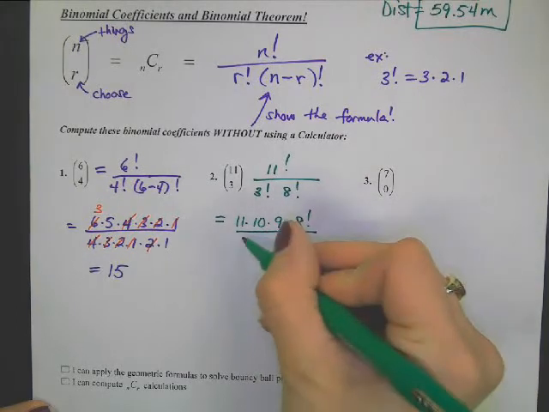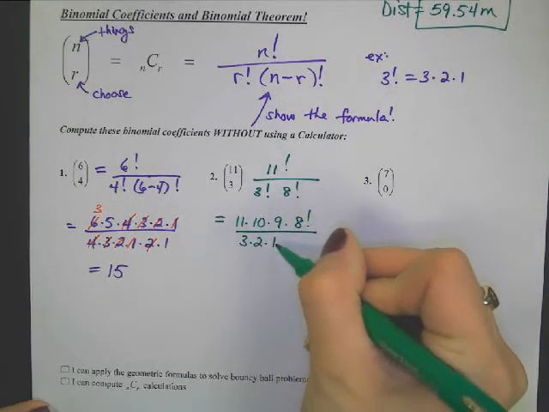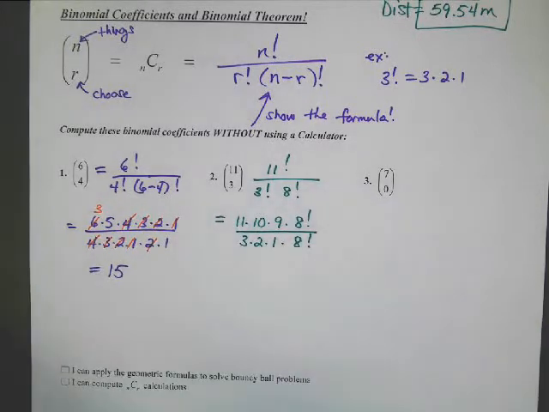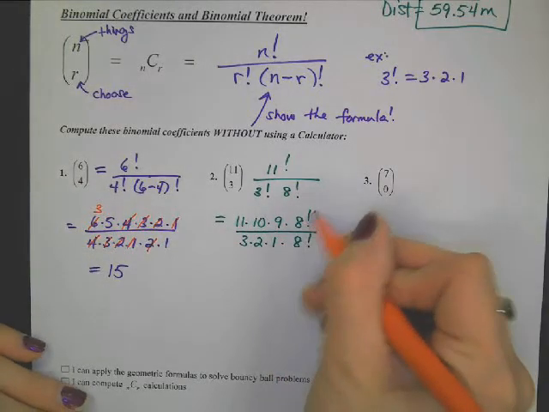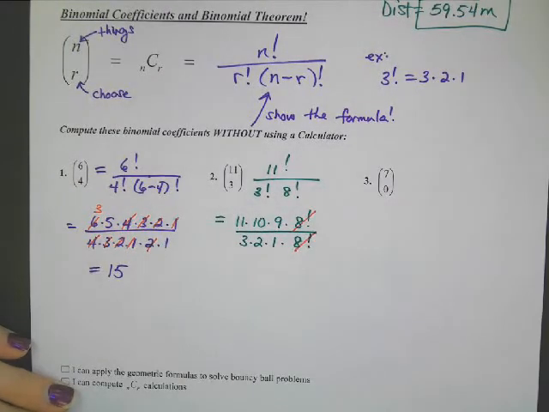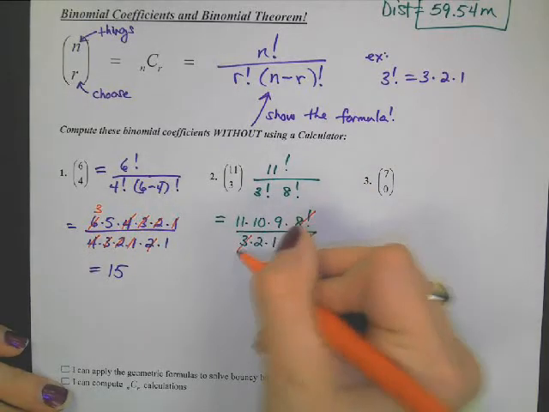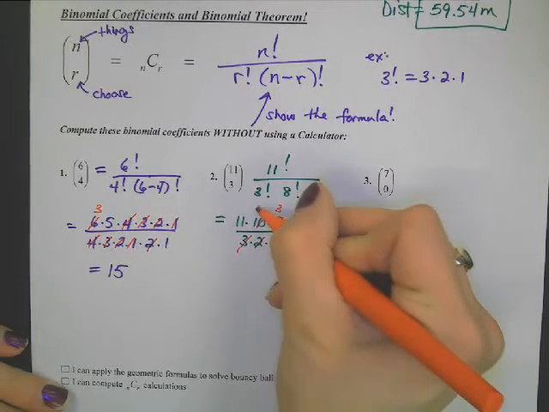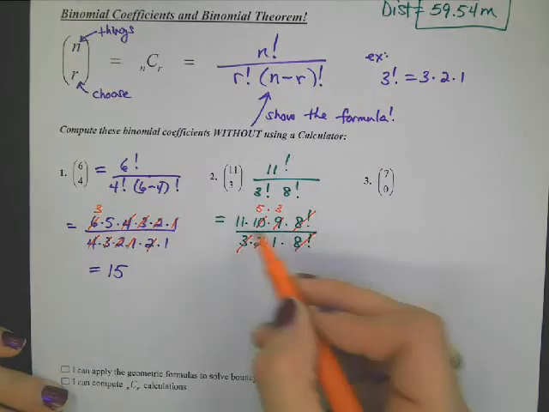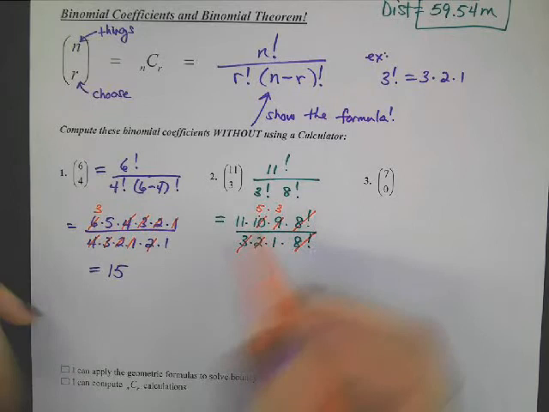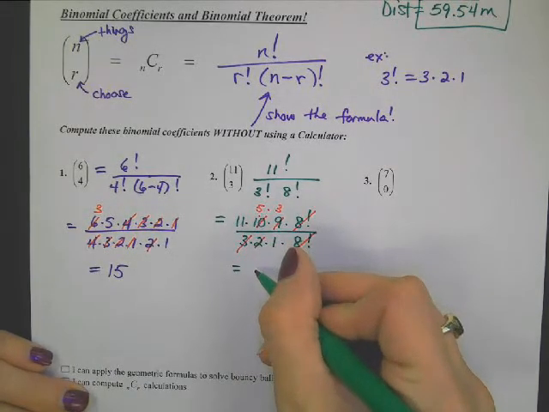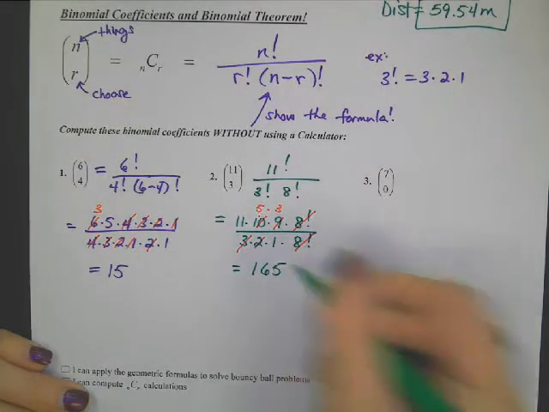You can see coming up here, 3 times 2 times 1 times 8 factorial. So what I'm going to do is cancel 8 and 7 and 6s and 5s and 4s and 3s by canceling those 2 factorials like that. I'm also going to cancel a 3 and a 9 to make a 3. I'll cancel 2 and 10 to make a 5. And so 11 times 5, 55 times 3 is 165.